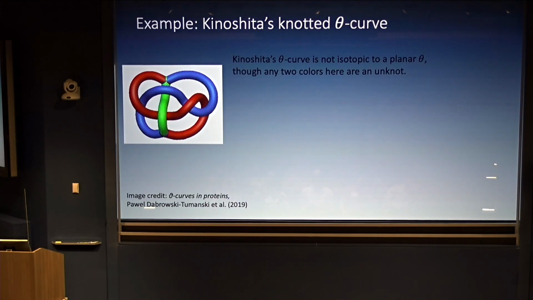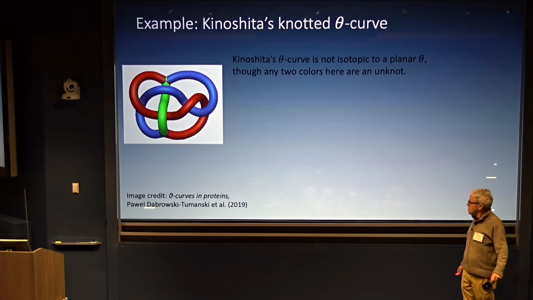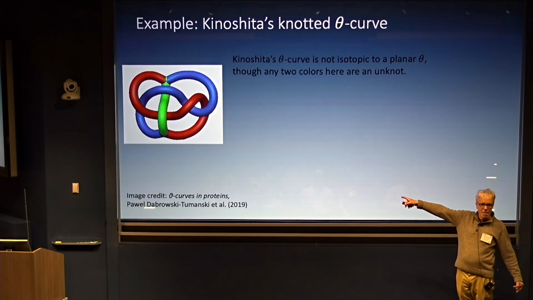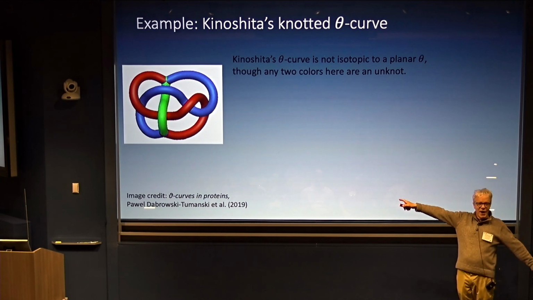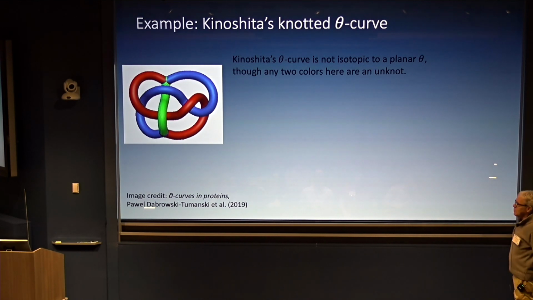Here's a more interesting example. This is Kinoshita's theta curve. It's an embedding of the theta graph in 3-space. This particular image is snapped from a paper in a life science journal studying proteins. The title of the paper is Theta Curves in Proteins. And it has pictures which, to someone interested in proteins, are much cooler than that one. But for someone interested in theta graphs and topology, that one will do.